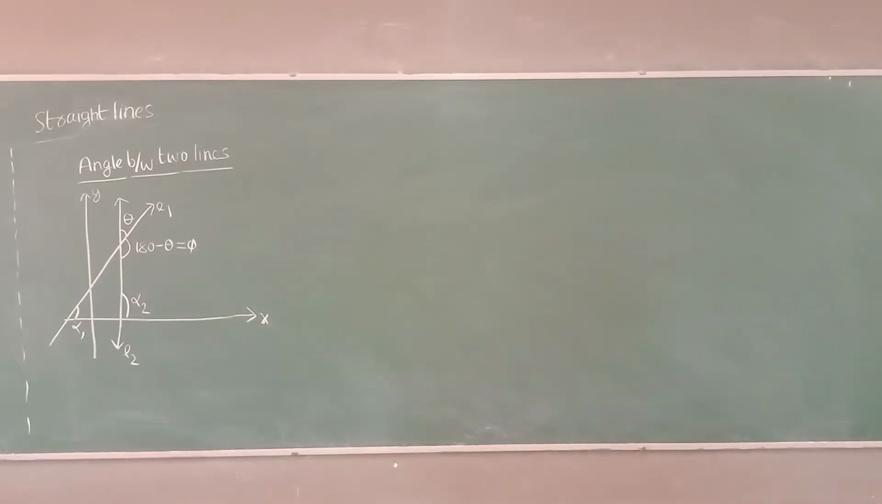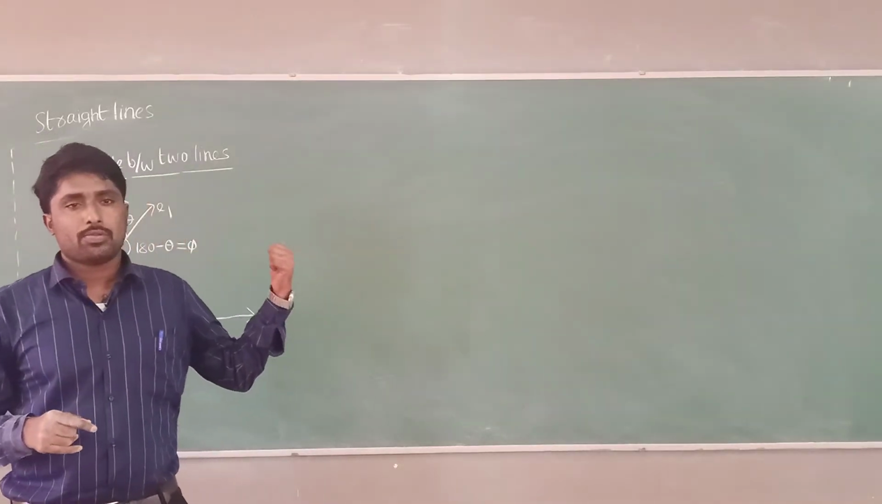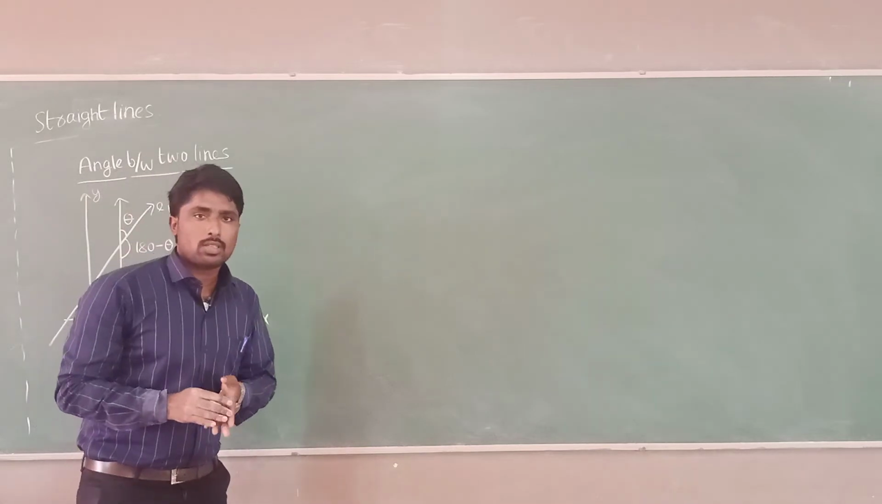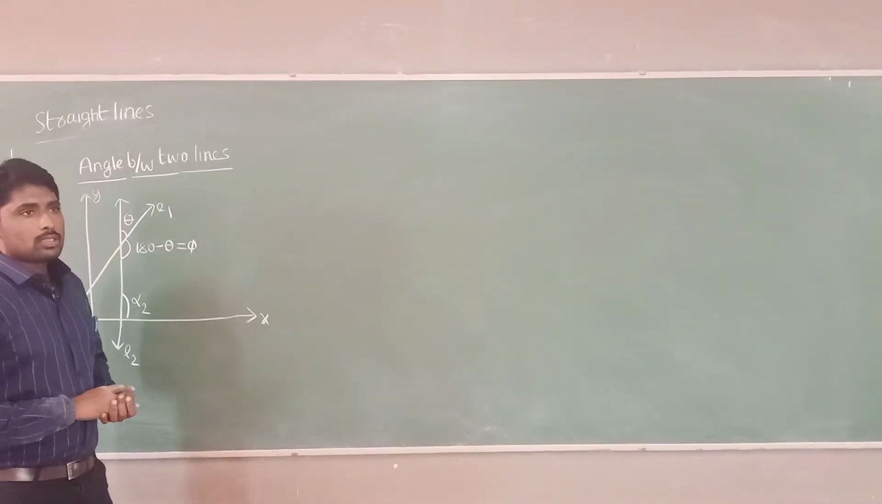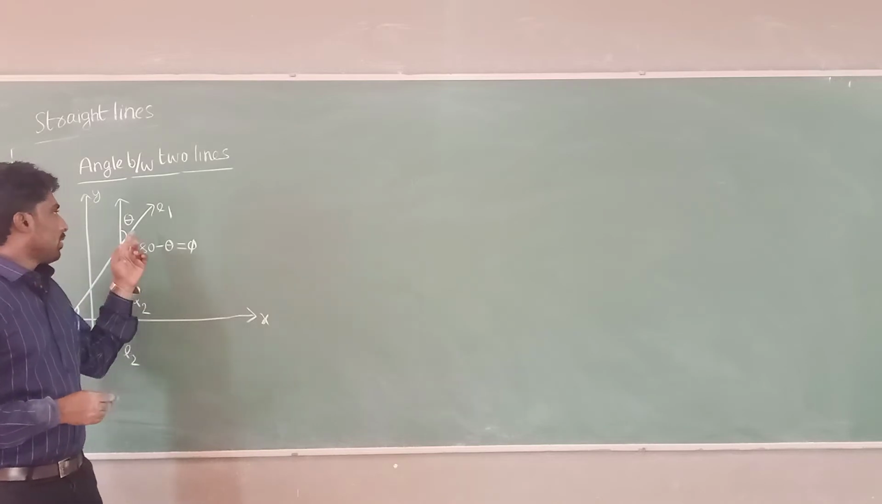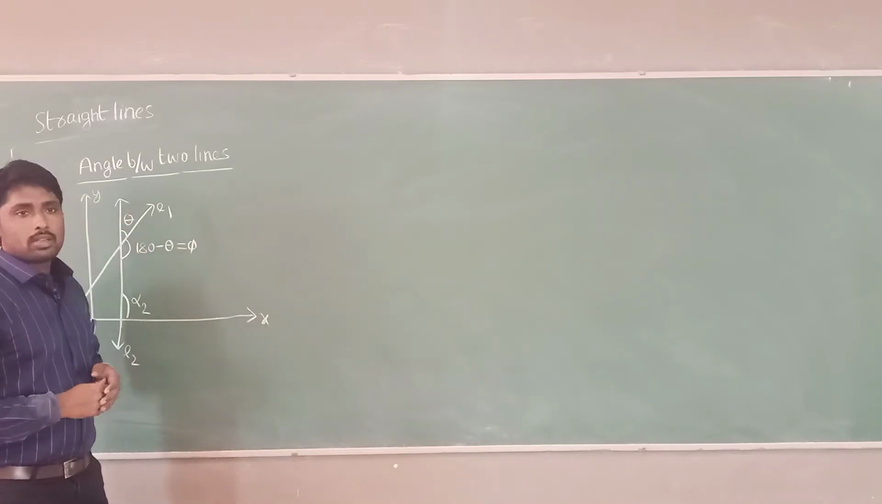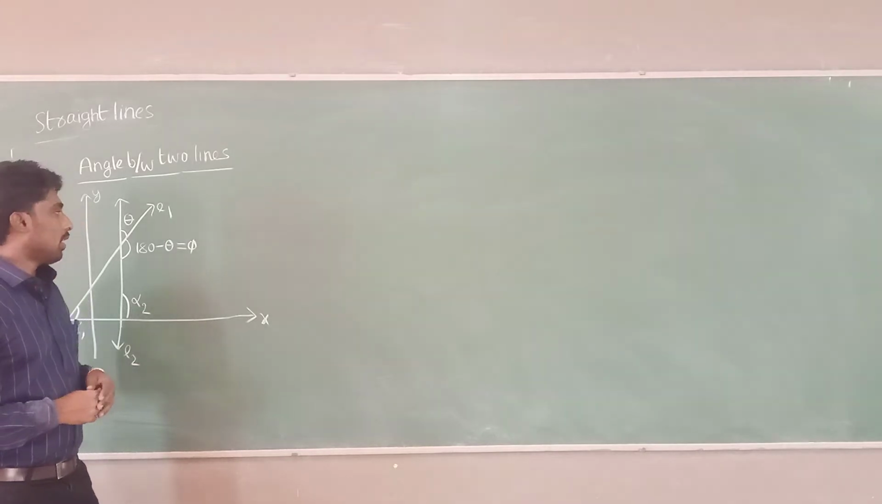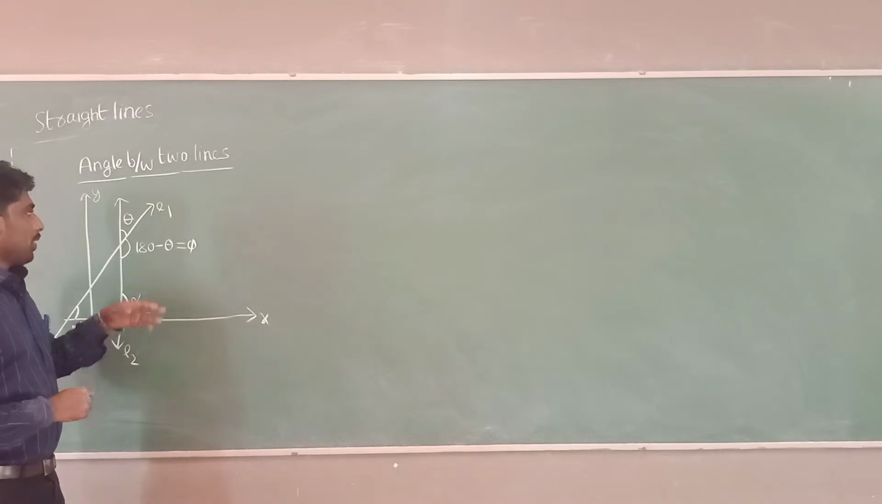So guys, the next concept is the angle between 2 lines. This concept is very important. All of you listen very carefully. Previously we discussed that if 2 lines are perpendicular, the angle between these 2 lines becomes 90 degrees. But suppose the angle is not 90 degrees, how do we find the angle between these 2 lines? That's why I am taking the 2 lines.